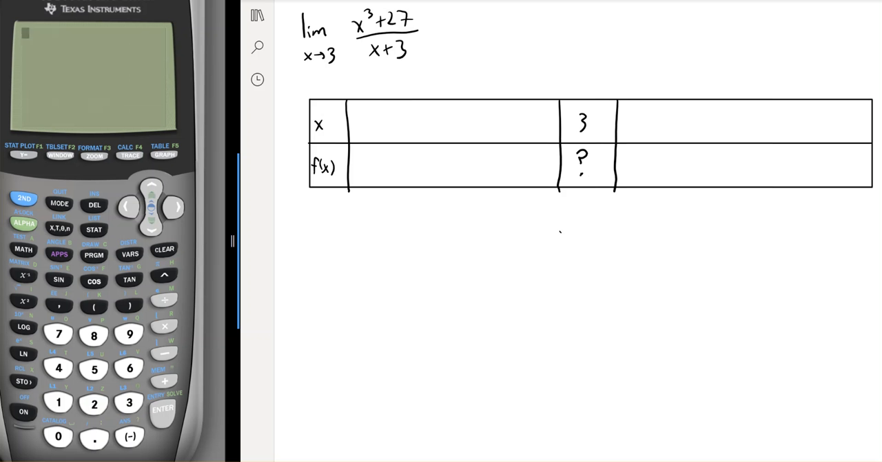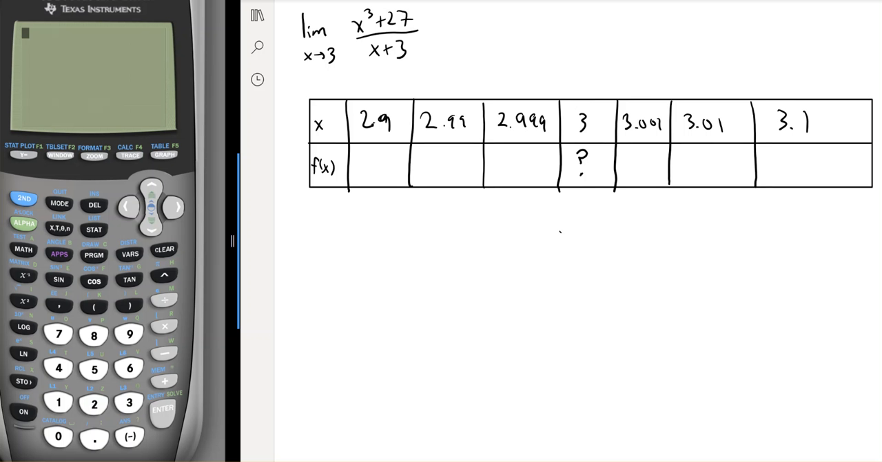So I'm going to consider maybe 2.999. That's very close. And then maybe just 2.99 and 2.9. And then on the other side of that, 3.001, 3.01, and I'll try 3.1.